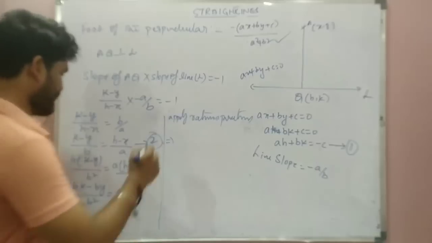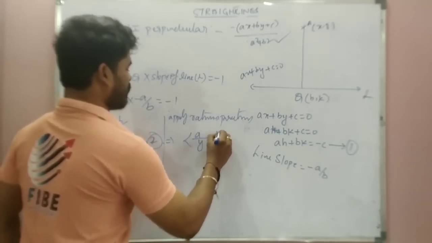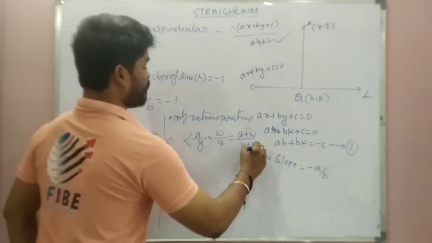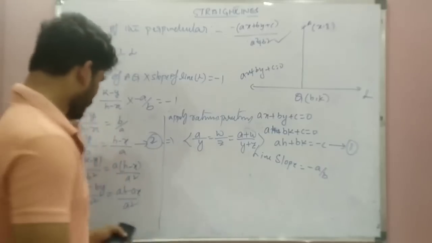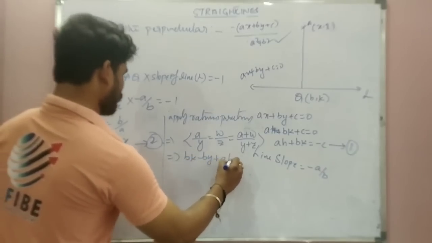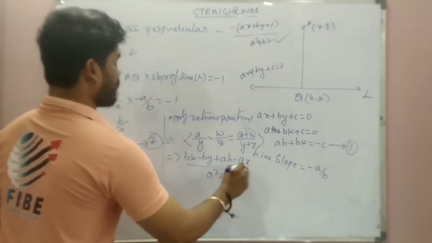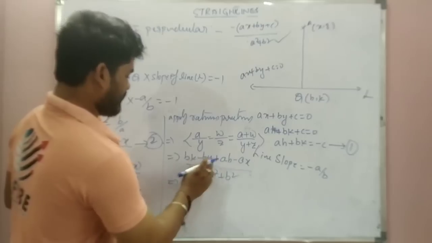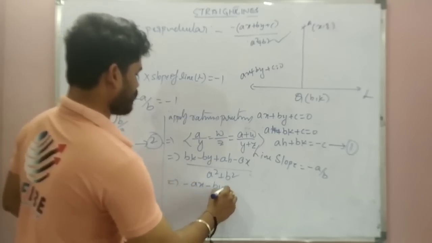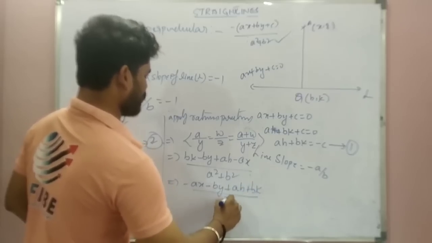Here we apply the rational proportion theorem: from a by y equal to w by z, we get a plus w divided by y plus z. This formula we are applying here. Therefore, bk minus by plus ah minus ax divided by a square plus b square, that is minus ax minus by plus ah plus bk divided by a square plus b square.